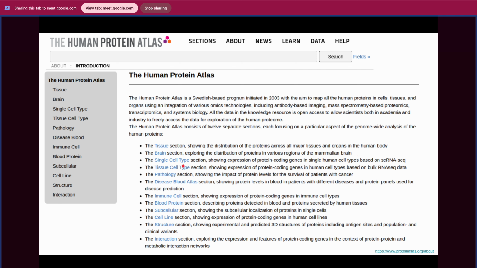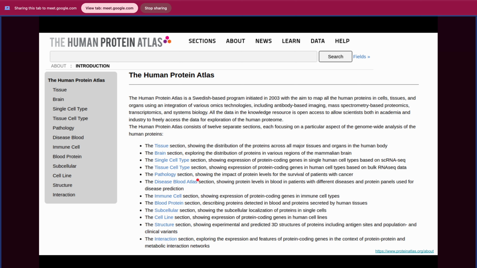Then comes single cell type. With the advancement of single cell RNA-seq and other techniques which focus on single cells, information related to single cells can also be gathered. So it tells us the expression of protein coding genes in human cell types, based on single cell RNA-seq. Then tissue cell type. In this also, it will tell you the information of the tissues where that particular protein is expressed, and in that tissue, what compartment of the cell it is being expressed.